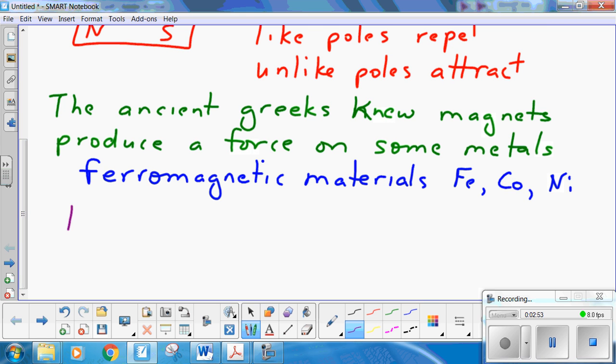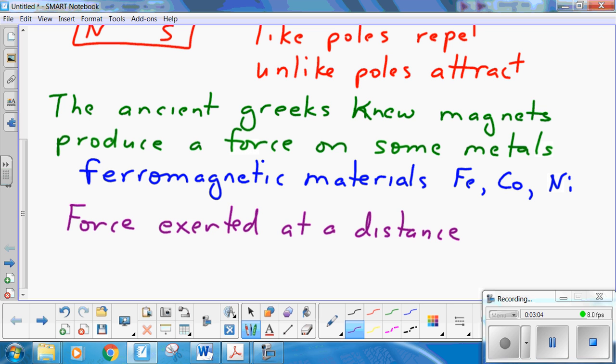Now also, this force is exerted at a distance. That's a field. So ferromagnetic materials, force exerted at a distance. You all should know that. Okay. Now once again, if I'm going too fast, pause, rewind. You know that. So going on.